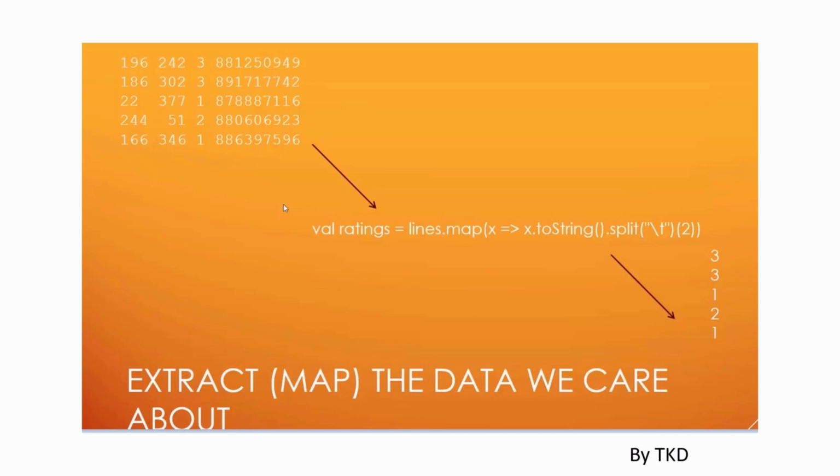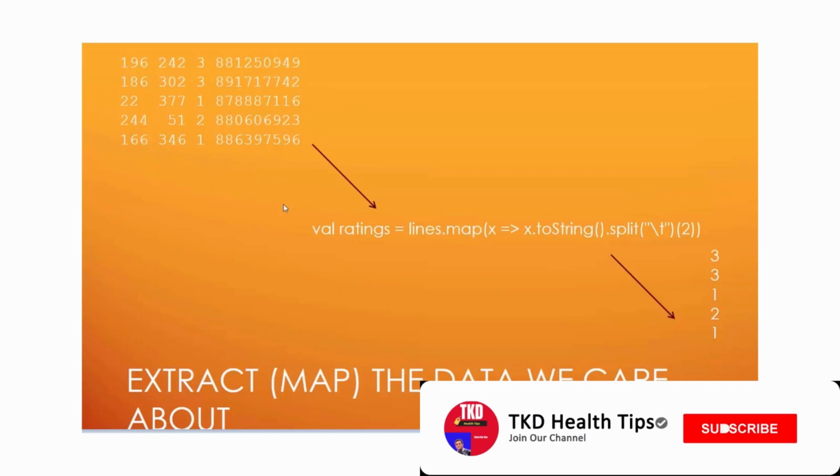A lot of the time and resources that a Spark job requires depends on how much data it has to push around. So the sooner you get rid of data that you don't need, the better. And that is exactly what we are doing here.